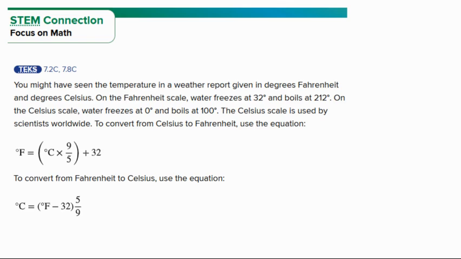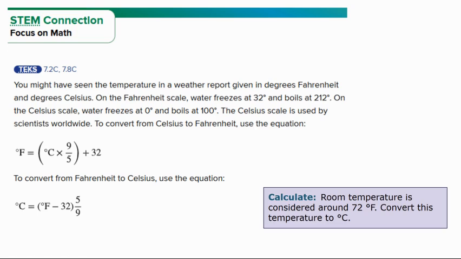You might have seen one temperature in a weather report given in degrees Fahrenheit and degrees Celsius. On the Fahrenheit scale, water freezes at 32 degrees and boils at 212 degrees. On the Celsius scale, water freezes at 0 degrees Celsius and boils at 100 degrees Celsius. The Celsius scale is used by scientists worldwide. To convert Celsius to Fahrenheit, use the equation. So this is the equation to convert Celsius to Fahrenheit. To convert from Fahrenheit to Celsius, you would use the following equation.